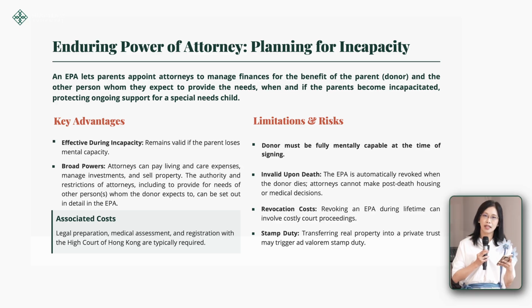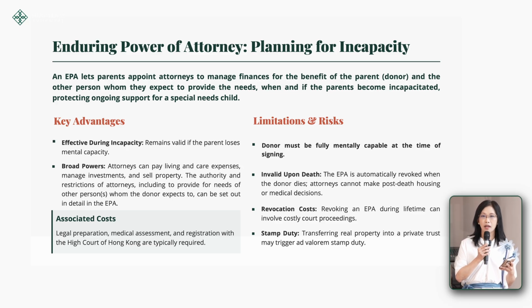And importantly, the EPA can expressly authorize the attorney to apply your assets for the benefit of yourself and also another person, meaning that you can also cover your special needs child, whom you reasonably expected to support. This is a powerful tool because it preserves continuity.